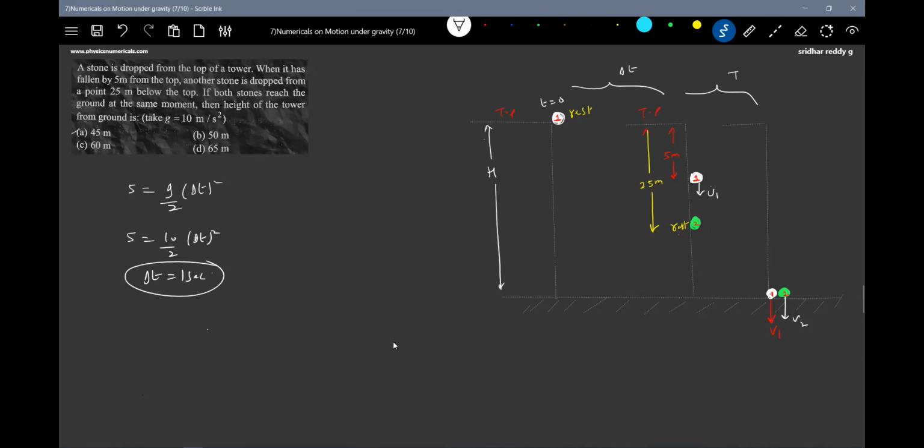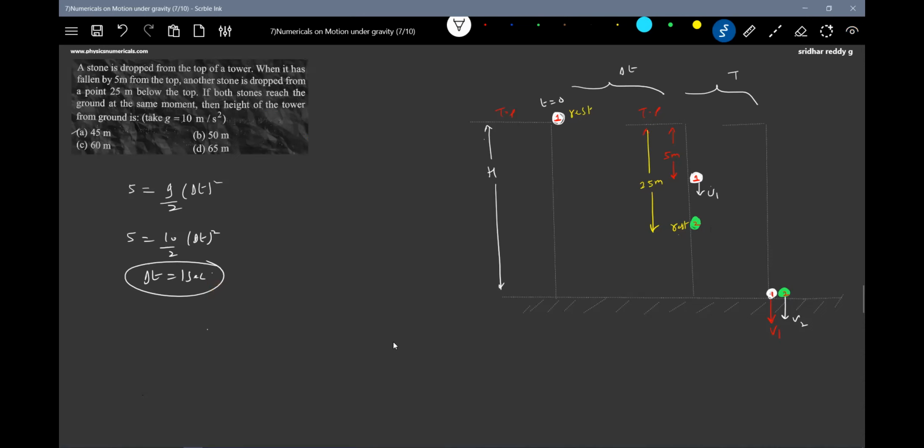This is 1 second. After 1 second, the first stone will take time to fall 5 meters. I'm indicating everything in the diagram, because it is released from rest. When it descends by 5 meters, the second stone is released here. So what is the time interval? That is what delta t we have calculated.